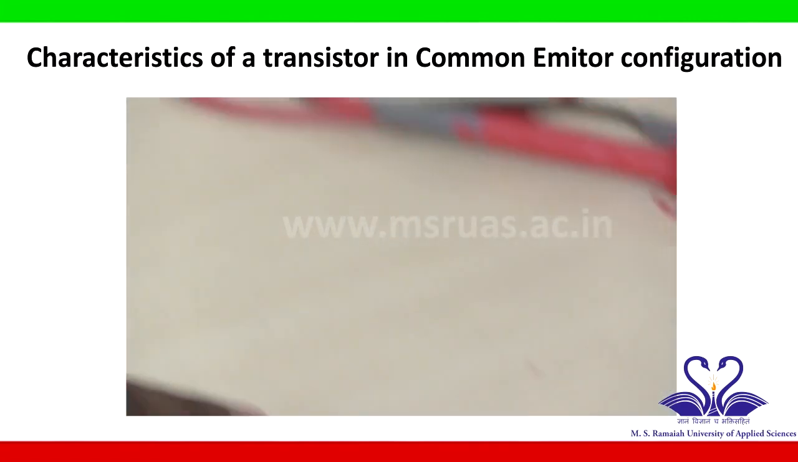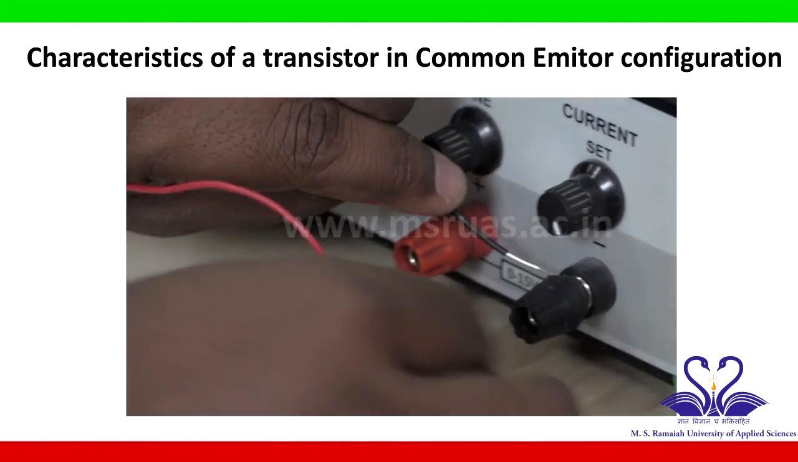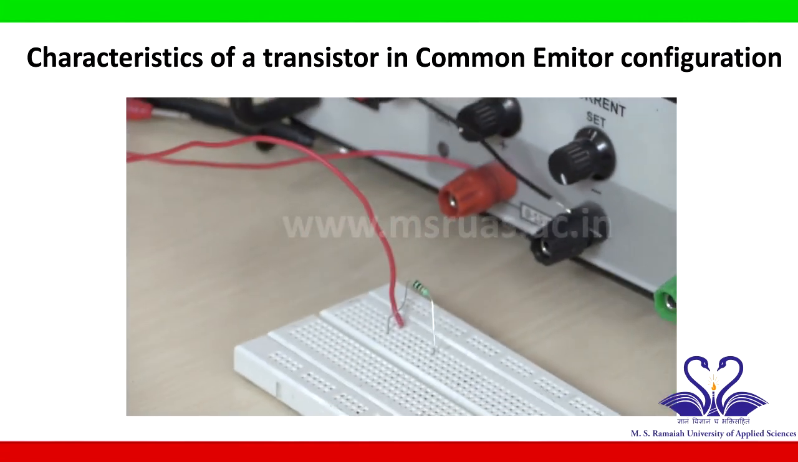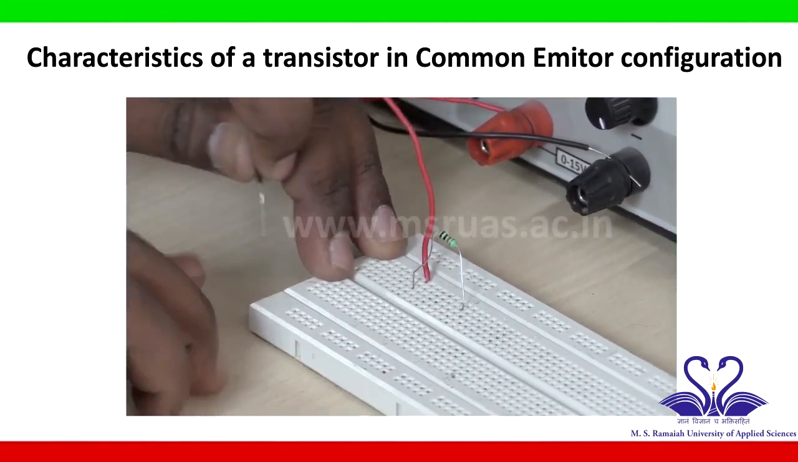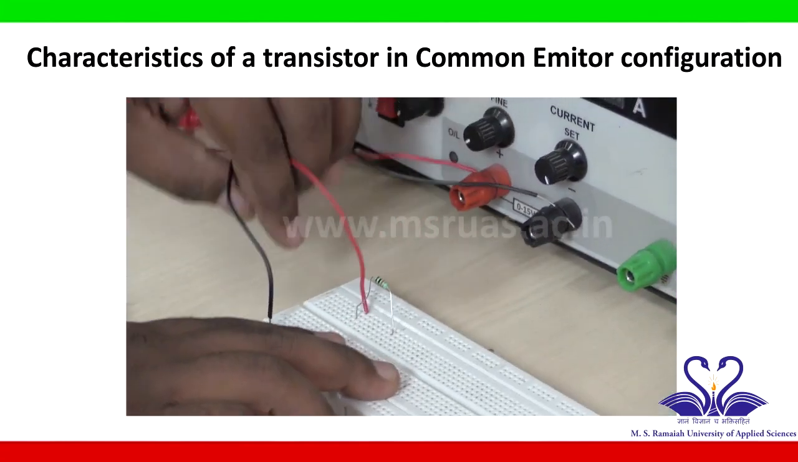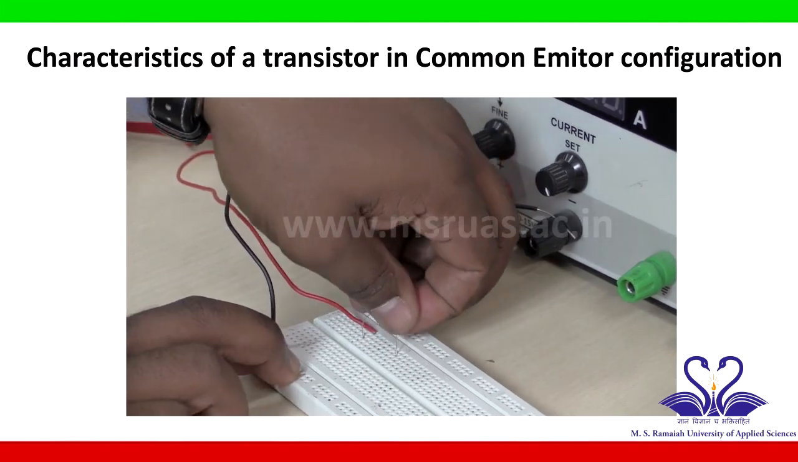Take one more wire and connect it to the negative terminal of the power supply. This is the negative terminal of the power supply, which is connected to the ground. Let us take this bottom line as the ground line. Connect to the ground.